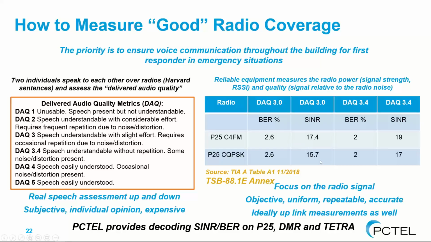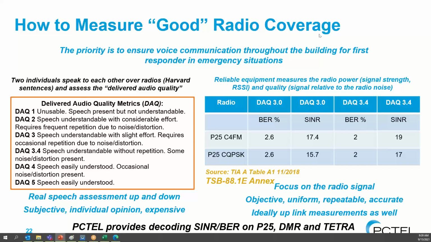And the reason I used 18, it's basically between 15.7 and 19. Most of the stuff I'm using is situated for DAQ score 3.0, so I could probably even go lower. And the reason I use 2%, it's the lowest of all the BER ratings, so that's where I get my 18 and 2% for my thresholds.